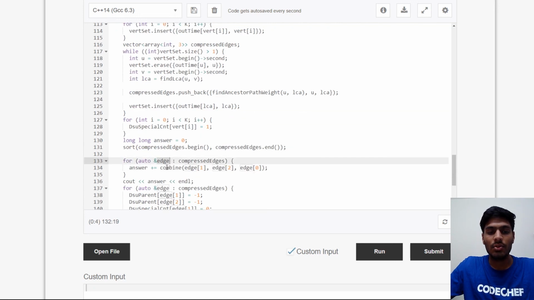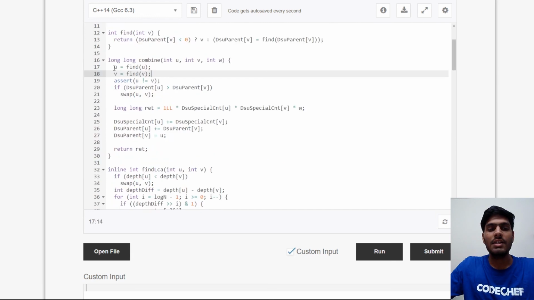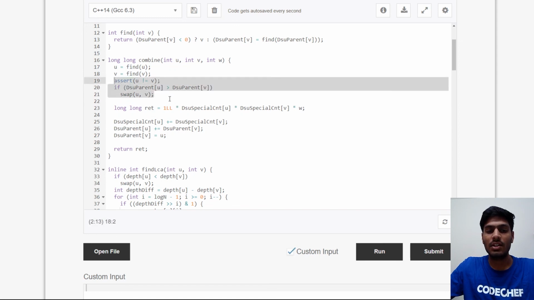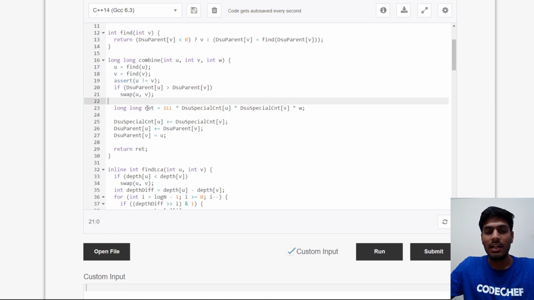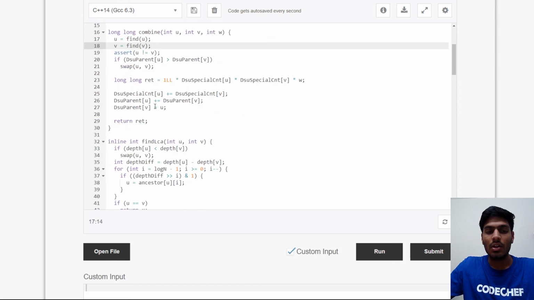Now I'll show you the combine routine. In this, what we do is we find the set of u and set of v. Then we have this logic to enhance the DSU construction. And finally, we compute the return value. That is basically the contribution of this edge weighted w when we combine two u and v sets. We also have to merge these two sets. That is being done here.